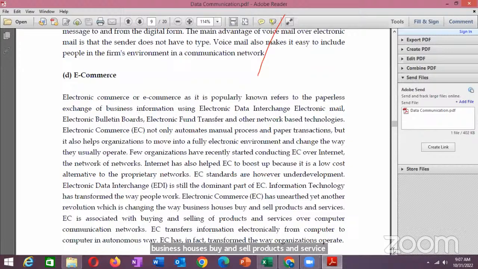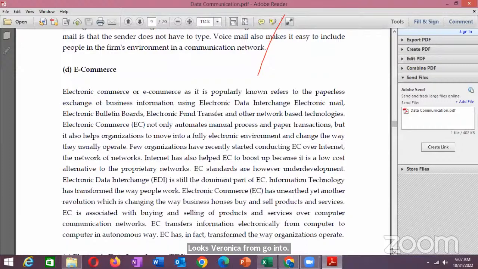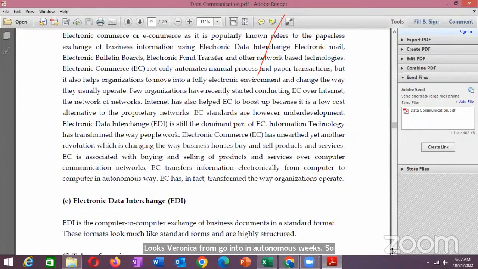So electronic commerce is associated with buying and selling of products and services over communication networks. Electronic commerce transfers information electronically from computer to computer in autonomous ways. So electronic commerce has in fact transformed the way organizations operate.